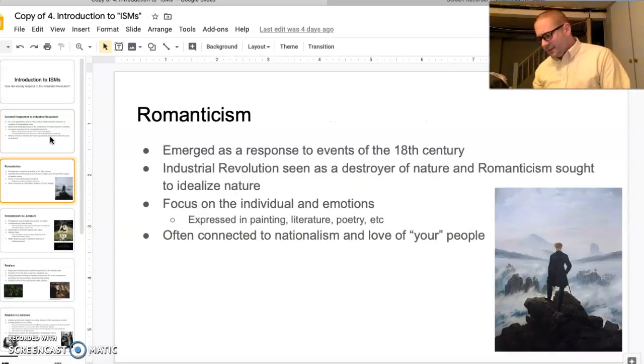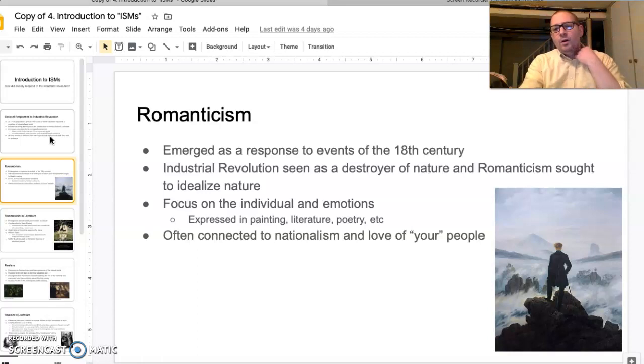So the first literary movement to emerge here is called Romanticism. Romanticism, in many ways, is a response to both the Enlightenment and the Industrial Revolution. People are being viewed as individuals in romantic works. It's focusing on the emotions of the people and nature and how beautiful things are. This often gets coupled with the idea of nationalism, love of your country or love of your group of people. So these are the major ideas.